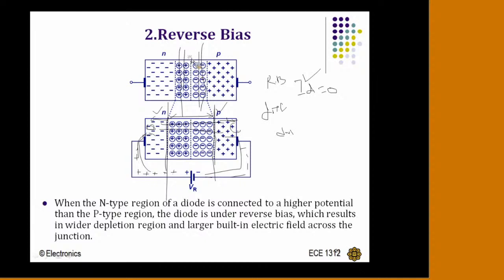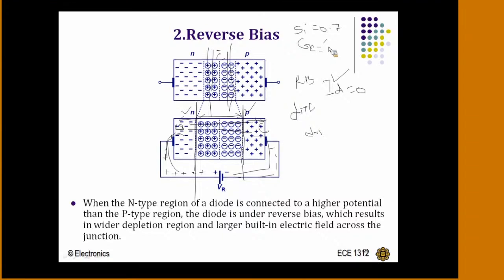Initially, at the no bias condition, a small electric field is there. That is the built-in potential, as I said. To cancel out this built-in potential, for the silicon diode we are going to apply 0.7 volts, and to cancel the built-in potential for the germanium, 0.3 volts you are going to apply. Only above these voltages will current conduction take place in the forward bias.